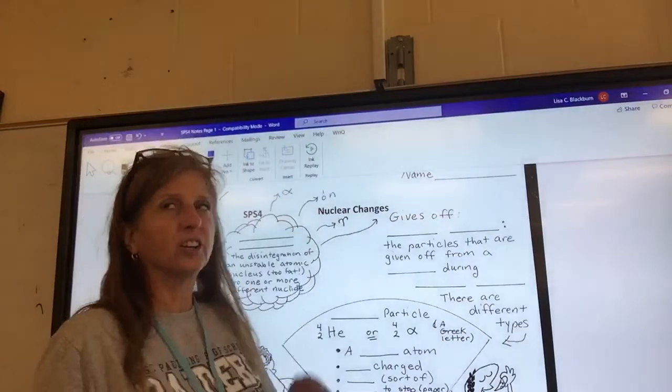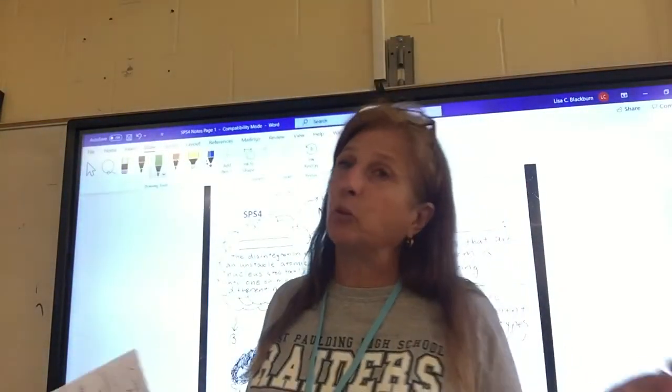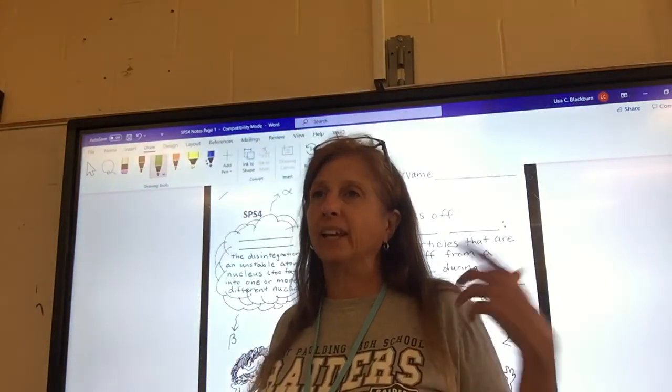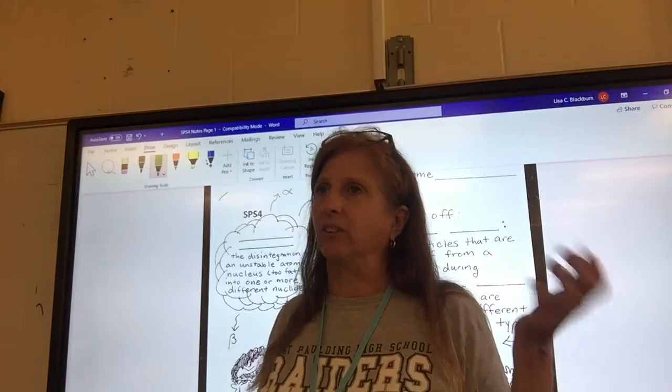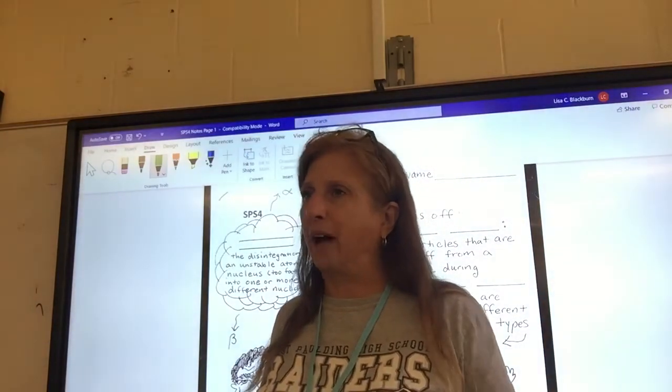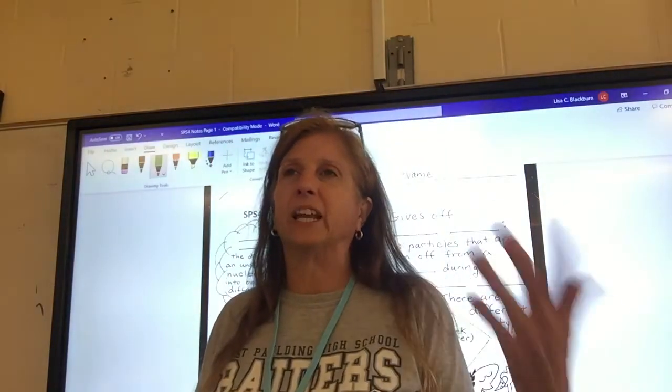All right, so these are nuclear changes, and it's a little mini unit. There's not a whole lot of labs we get to do with this unit, because we can't deal with radiation, can we? I'd be blowing you up or giving you cancer, both of which are highly frowned upon by the school board. So can't do much labs with this. We have to do more simulations.